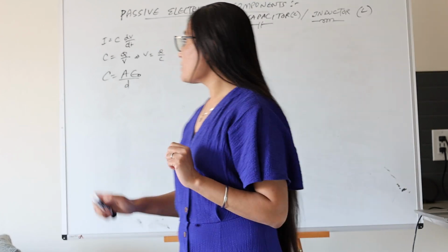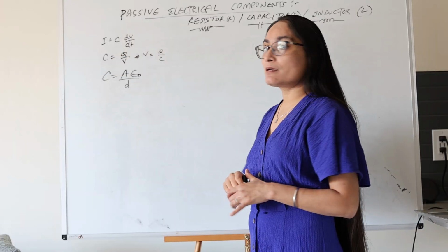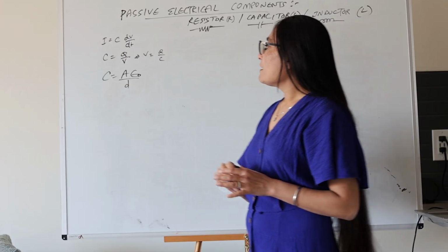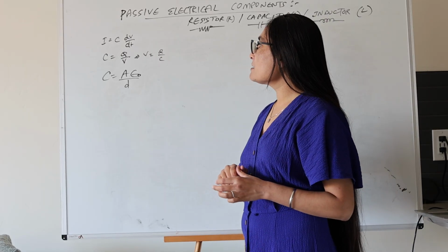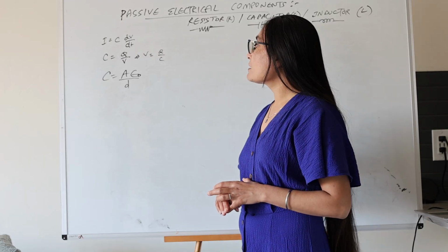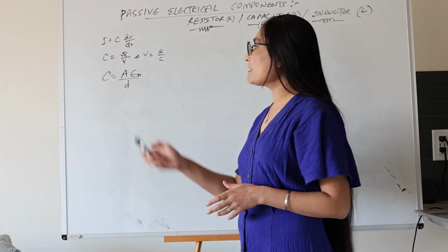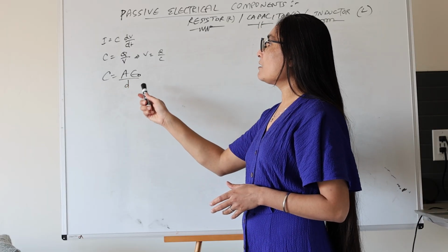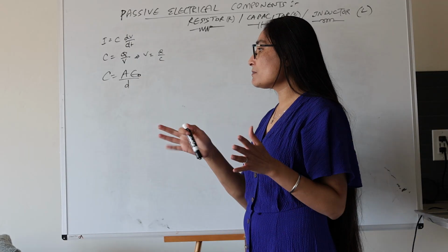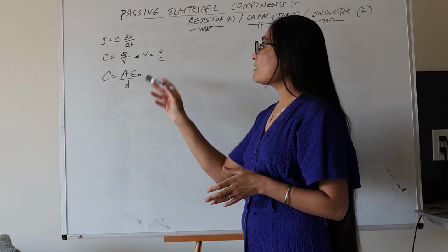We need to remember these three things from what we just learned. First, the relationship between the current and the voltage, which is I equals C dV/dt. Then the relationship between capacitance, voltage, and the charge, C equals Q over V. And finally, the capacitance itself is defined as A times epsilon over D, where A is the area and D is the distance between the two plates, for example in a parallel plate capacitor.